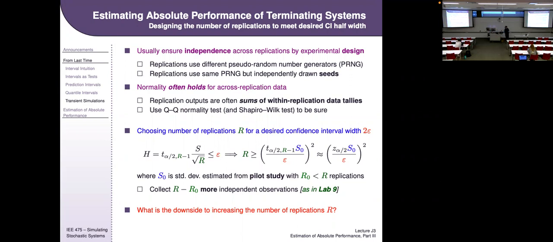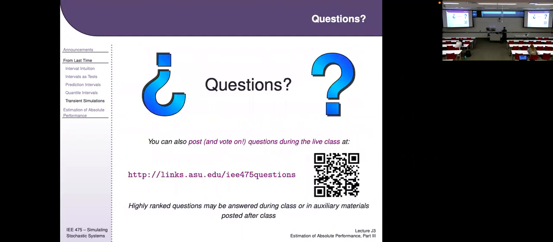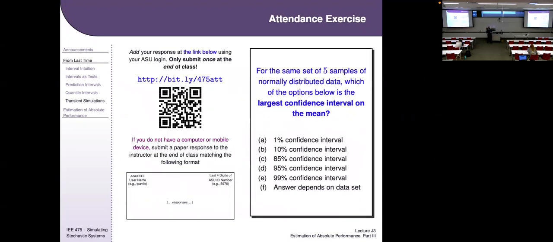Okay, so any questions about that? That's kind of like why we have this formula, this thing down here, that computational budget is a big deal. All right, good. So that was transient simulations, which are for terminating systems.